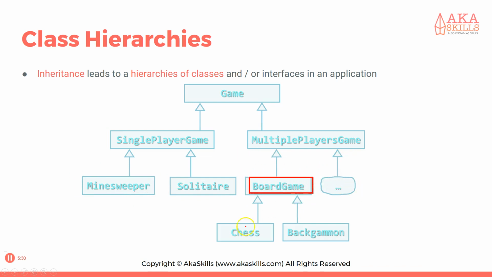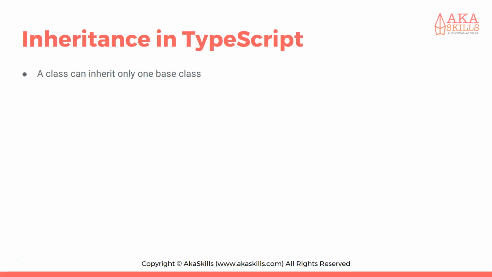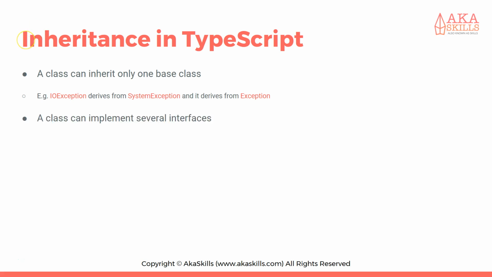And after that, board game could be broken down to chess and backgammon, for example. So you can see a real example of how things are broken down and how the hierarchy is built of classes and interfaces. In TypeScript, a class can inherit only one base class. For example, IOException derives from SystemException and it derives from Exception.